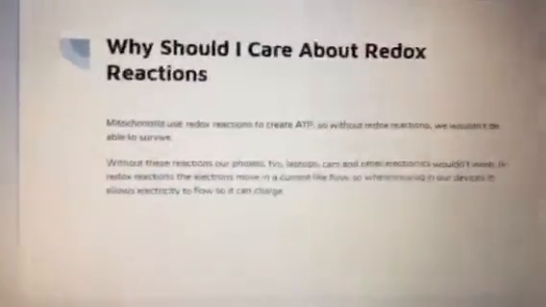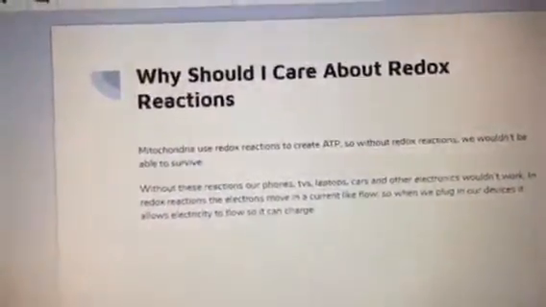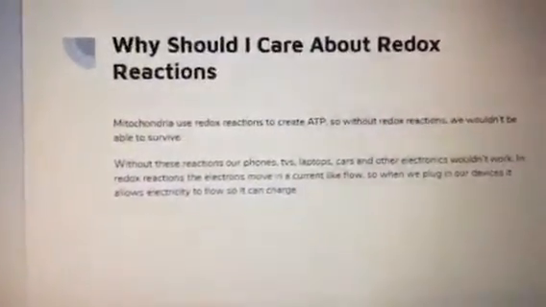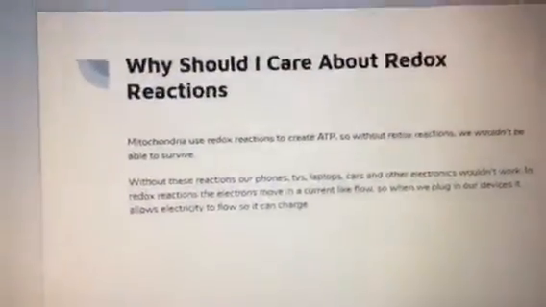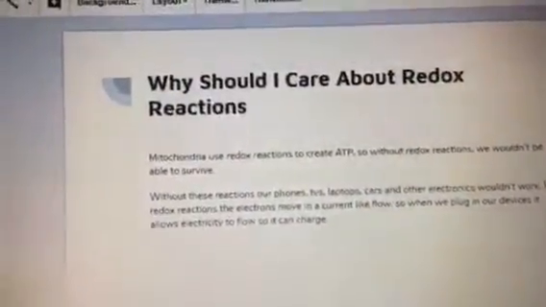So why are redox reactions important to you? These reactions happen when we don't even think it's happening. The mitochondria use redox reactions to create ATP. So without redox reactions, we wouldn't be able to survive, really.